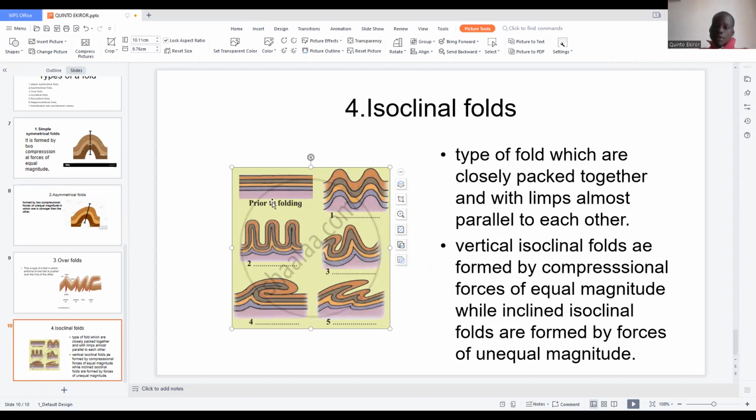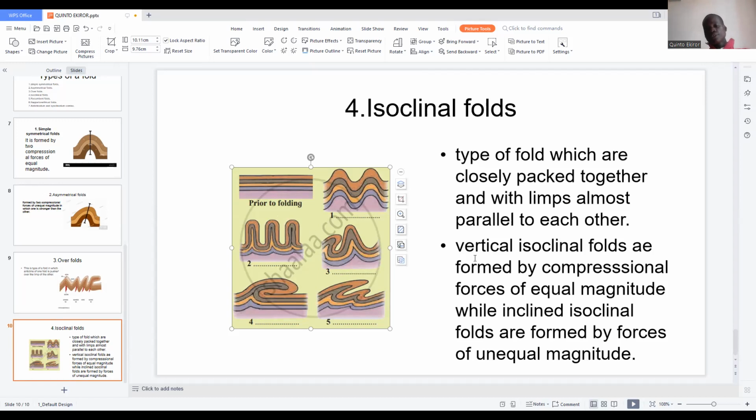Prior to folding, these are sedimentary rocks because they are stratified. And then after folding, you can see this image has parallel limbs, and they are closely packed together. So it means our fold is composed of closely packed limbs almost parallel to each other.